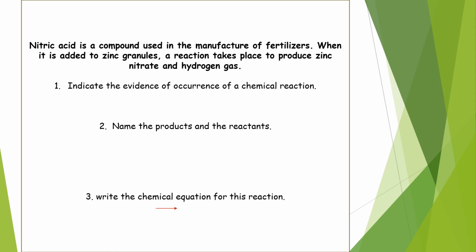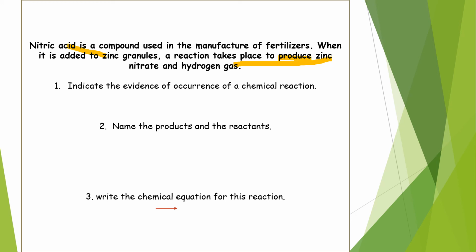Nitric acid is a compound used in the manufacture of fertilizers. When it's added to zinc granules (granules means small particles of a substance), a reaction takes place to produce zinc nitrate and hydrogen gas. This means that when adding or mixing nitric acid with zinc, we will obtain zinc nitrate and hydrogen gas. Number 1 says: indicate the evidence of occurrence of a chemical reaction.